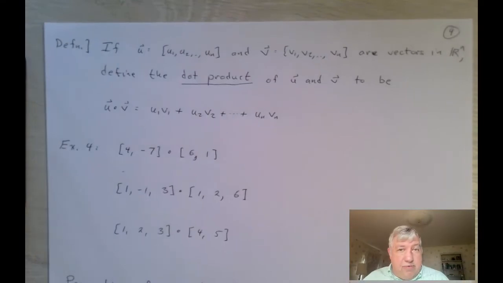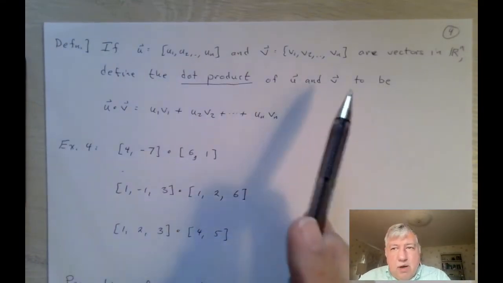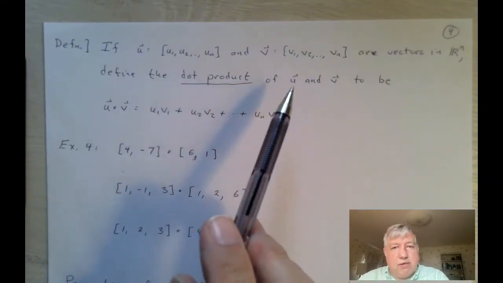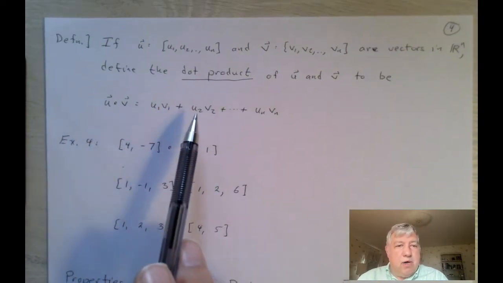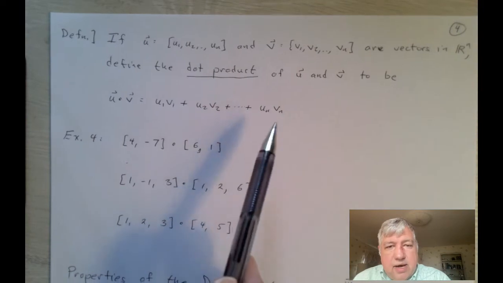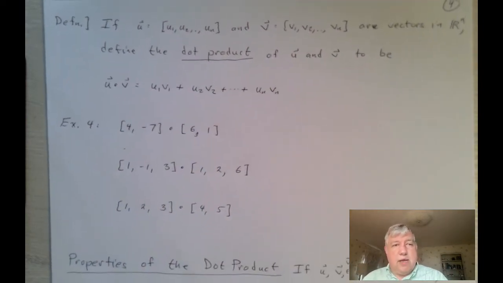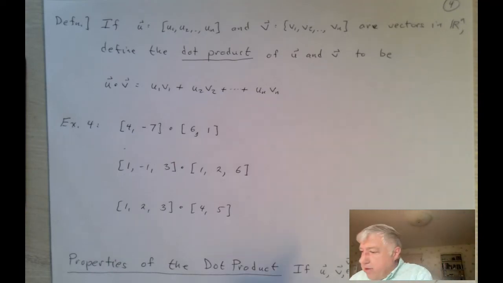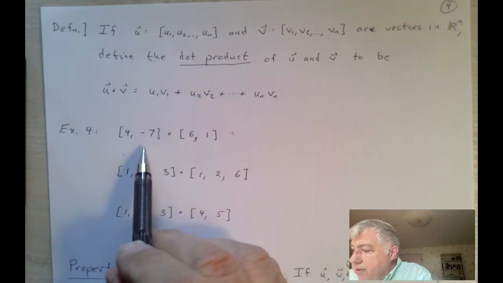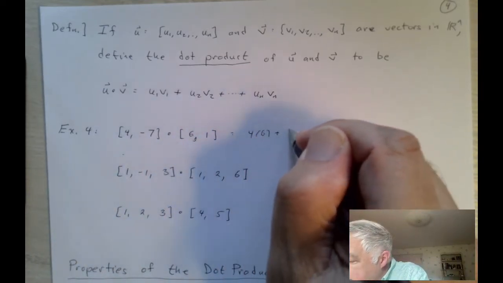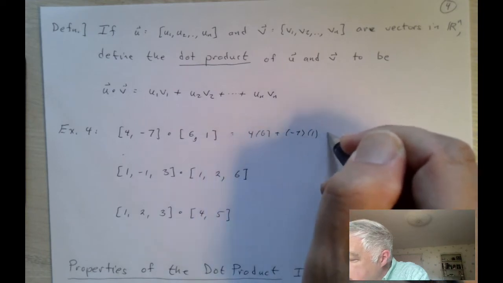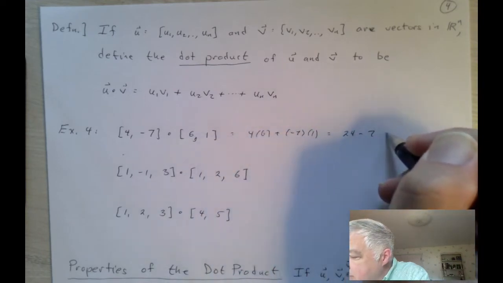We say if u and v are two vectors in Rn, then we define the dot product of u and v to be u dot v equals u1 v1 plus u2 v2 plus ... plus un vn. This is always going to be a number. It's a scalar quantity. So, for example, this is pretty easy to compute. The dot product of these two vectors would be 4 times 6 plus -7 times 1, which is 24 minus 7, which is 17.